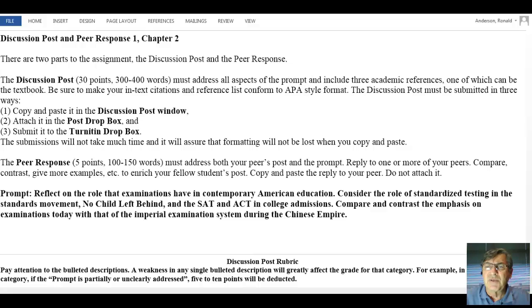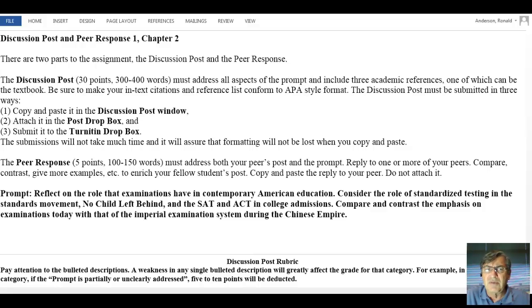The discussion post must be submitted in 3 ways. You copy and paste it in the discussion post, and then you attach it in the post drop box, and then you submit it to the Turnitin drop box. There are 3 different ways, and these are a little bit on the complicated side, and we do it this way because at first, we're working on getting our APA formatting down, and it's a lot easier to see in a Word document and to see exactly what you've done in a Word document.